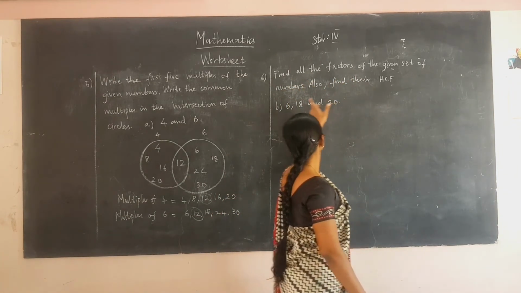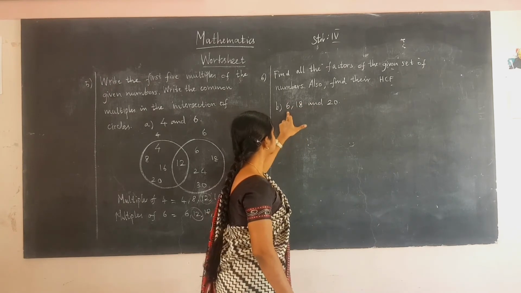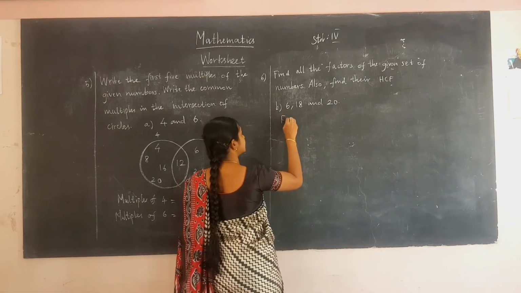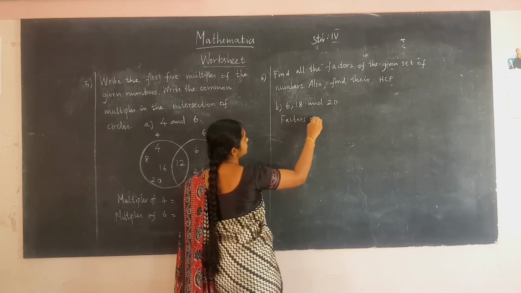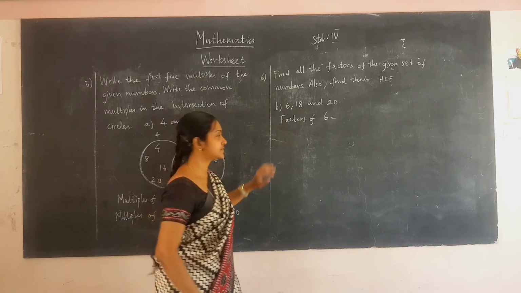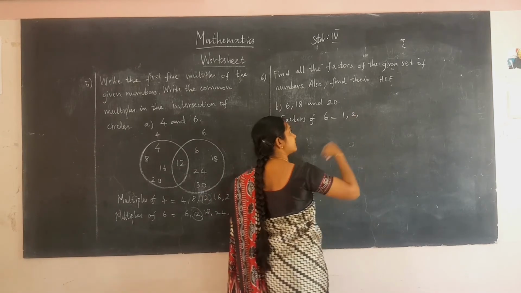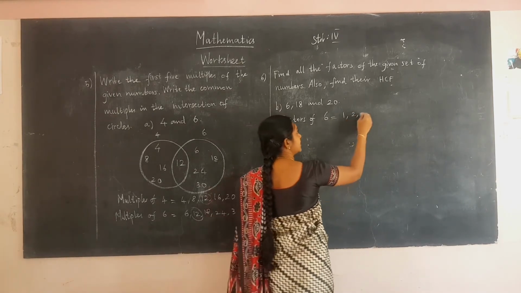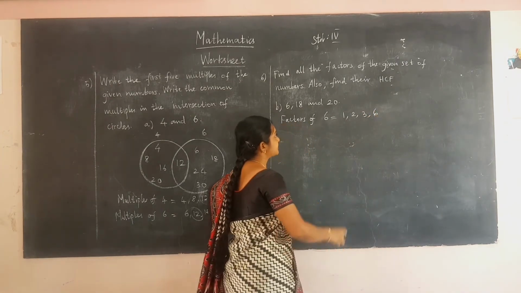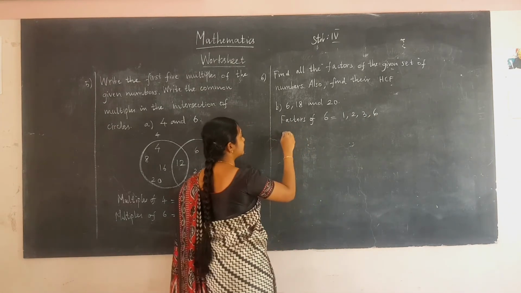Next, find all the factors of the given set of numbers. Also find their HCF. Now the numbers given are 6, 18 and 20. First let us find the factors of 6, 18 and 20. First we have to find factors of 6. 1 is a factor for every number, 2 is a factor of 6, 3 is also a factor of 6 and 6 is also a factor of 6. 1 into 6 is 6, 3 into 2 is 6. Only 4 are the factors of 6.